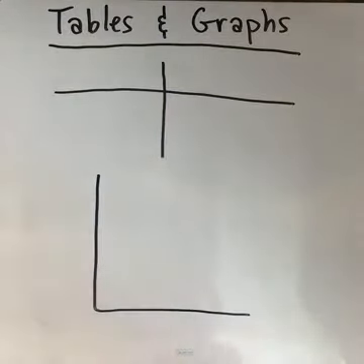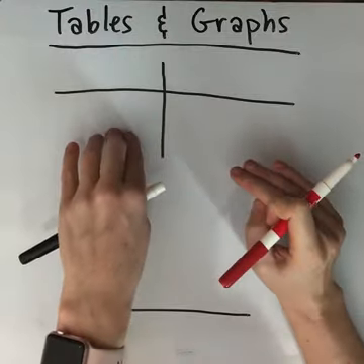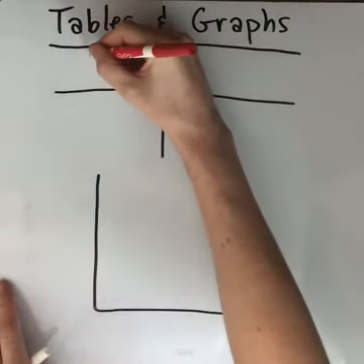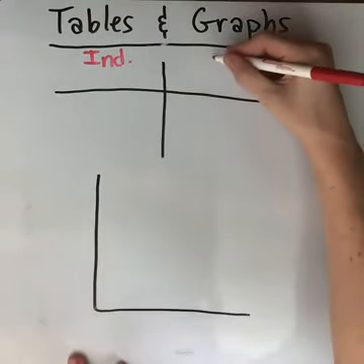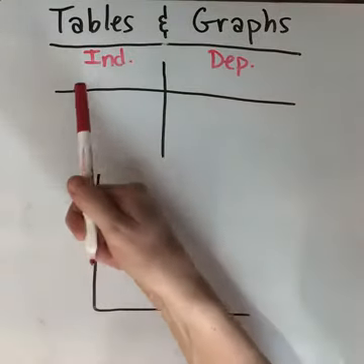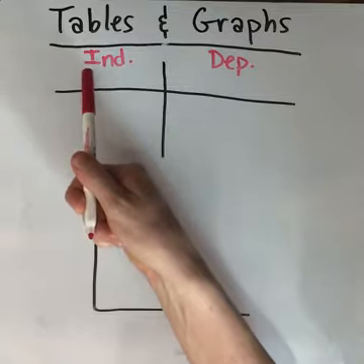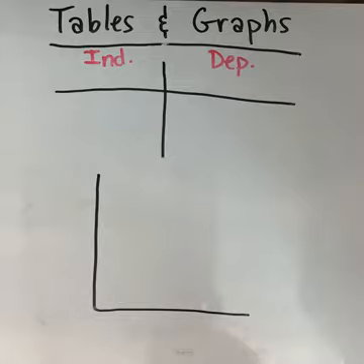Let's talk for a minute about the proper way to set up data tables and graphs during a lab. It does matter how you do this. On your data table, the left column is always used for the independent variable, and the right column is used for the dependent variable. Remember, the independent variable is the one I changed on purpose, and the dependent variable is the one that we watched and measured. We didn't know what was going to happen.